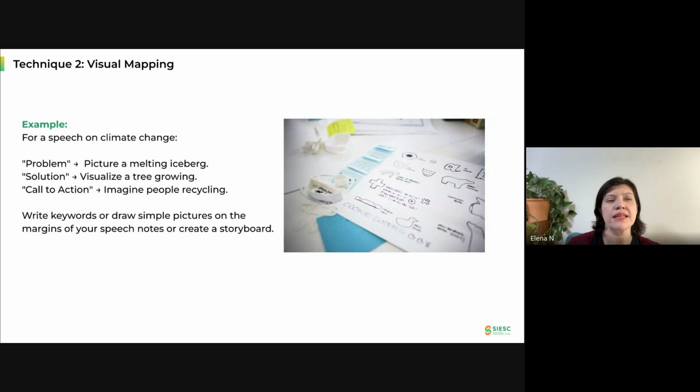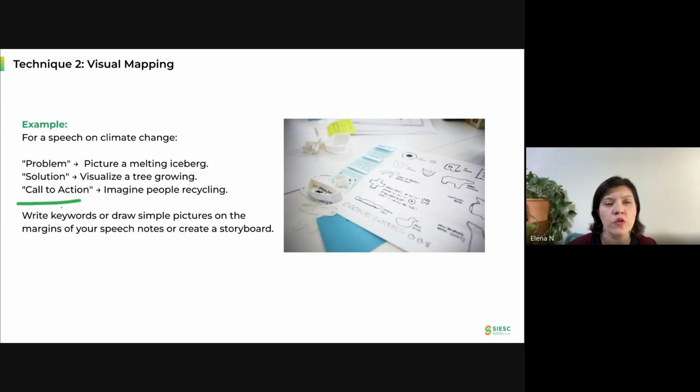So for example, let's say you're making a speech on climate change and you're talking about the big problem of climate change. So instead of thinking the word problem, at the same time, when you say the word problem, you imagine a picture of a melting iceberg. Then what would be a solution? Growing trees would be a solution. So when you say that, you visualize a tree growing.